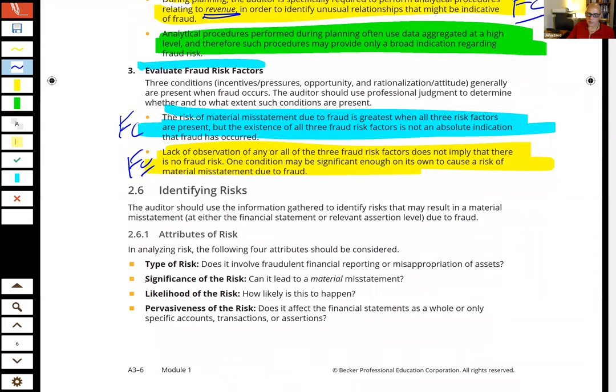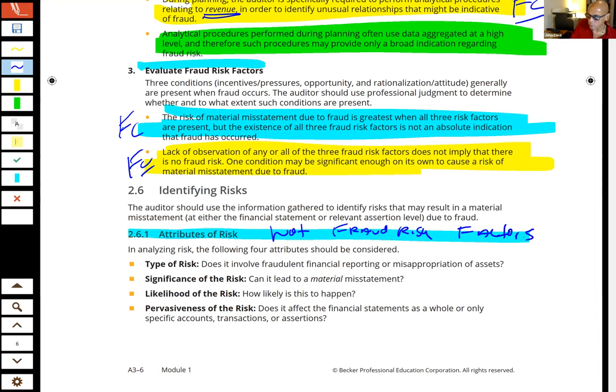Now, after you have identified the fraud risk factors, you need to look at the attributes of the risk. Attributes of risk are not the fraud risk factors. What are the fraud risk factors? Opportunity, incentive and pressure, and rationalization attitude, right? So now what we're doing is we're going to cut those fraud risk factors open and see what they're made of. There's a difference between the fraud risk factors and the attributes of those fraud risk factors, and we're going to flashcard those attributes.